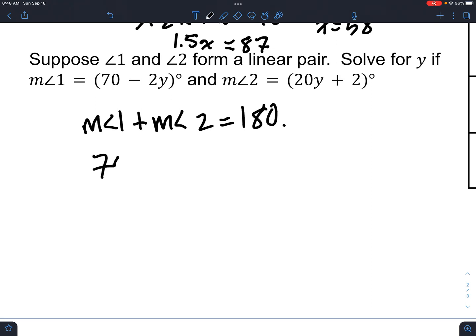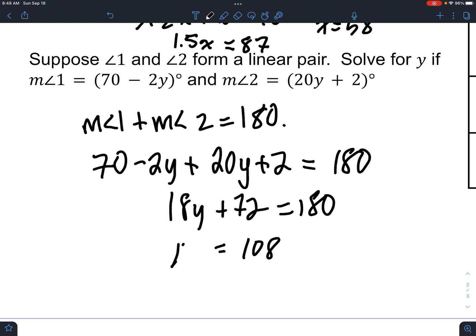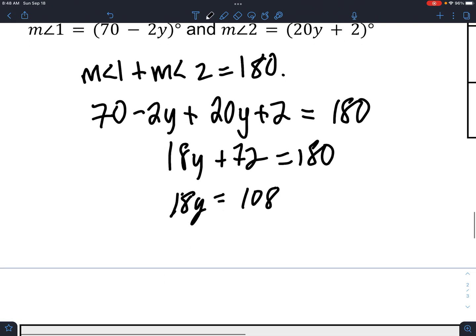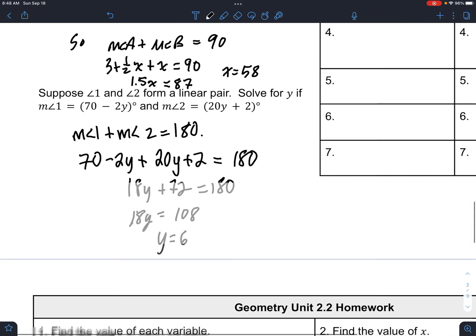And then it wants me to plug in what we know, substitution, and then just solve the little equation. Y is 6 there. So linear pairs are very straightforward. You know, they just equal 180 together.